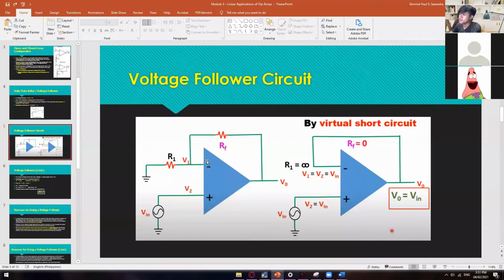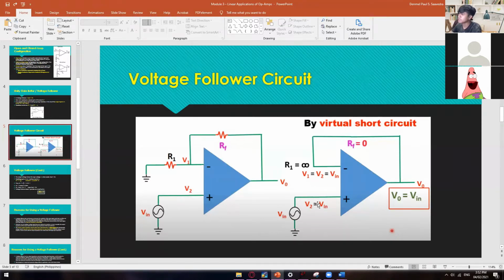So we have here the R1, which is always equal to infinite, and then your RF is always equal to 0. Since, if you can still recall, an amplifier always tries to make the input on the non-inverting and the inverting equal with each other. So that's the minimum rule when it comes to amplifiers. So it always tries to make this input equal with this input also.